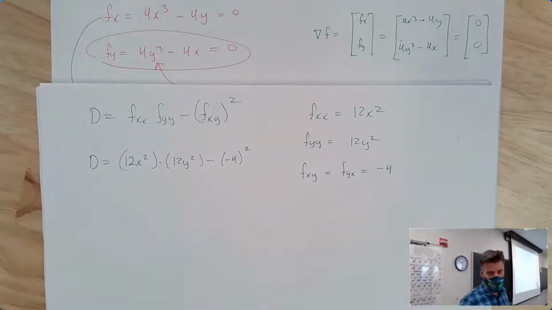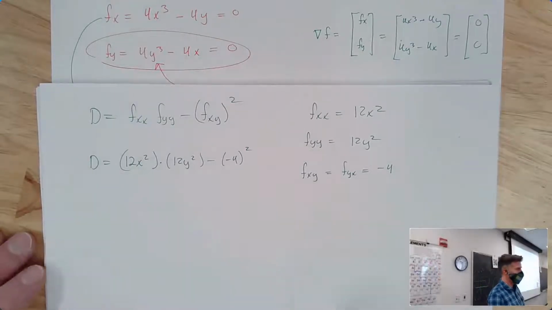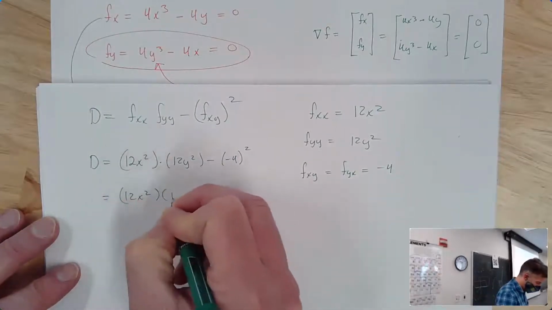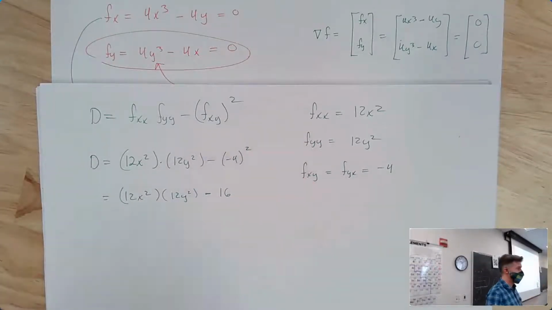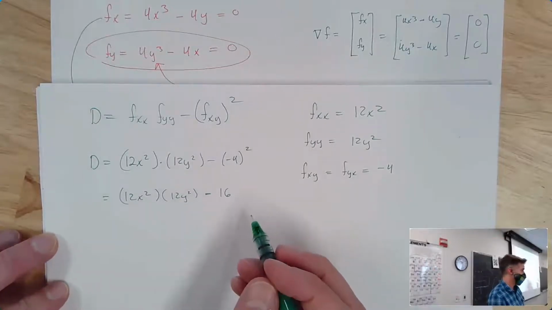And generally, I don't really think you need to simplify this. Now, this one's not hard to simplify. You could totally multiply this out as 144 x squared y squared minus 16. But if it's more complicated, our job here is only really to tell if this quantity is positive or negative. Multiplying it out and expanding it might actually be detrimental. It might not be helpful. It might make it harder. So I would encourage everyone to typically leave it as this times this minus that thing squared, and then just try and plug in your points.